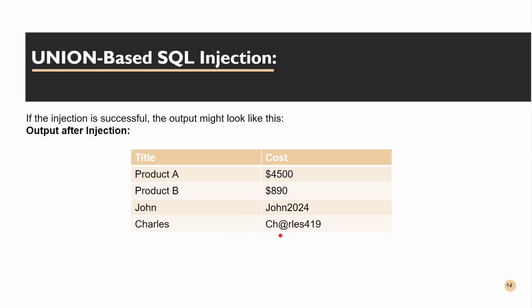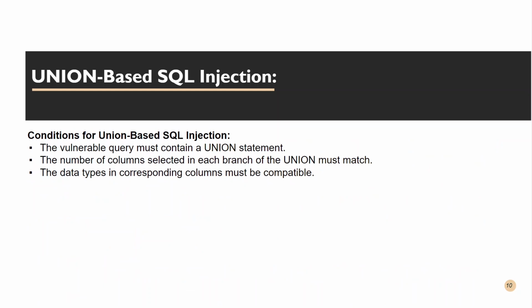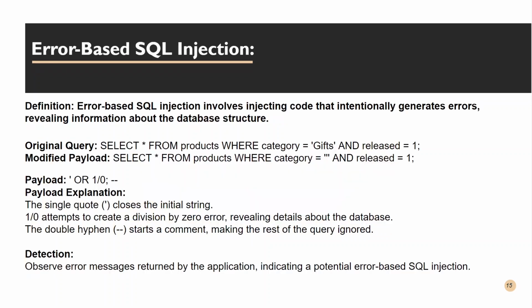Now, if we want to understand what the second law or policy here is talking about, that the number of columns selected in each branch of the union must match, what this is basically saying is, let's say the product table has 3 columns and the users table has 2 columns. If you try to combine them, you definitely get an error message. So you have to be certain that the product table that you want to retrieve the first data from and the users table which you want to retrieve the username and password from both have the same number of columns within the database. Now let's move ahead.